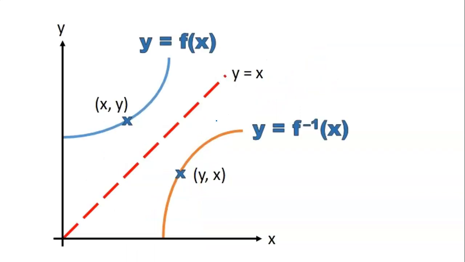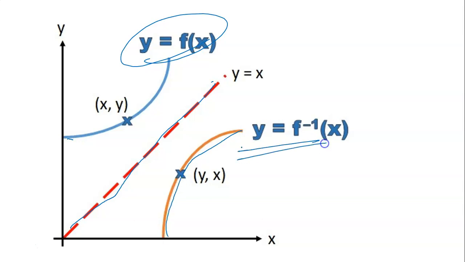Let us move ahead. See, this is my function over here. So the mirror image around the line y equals x is this. This is the graph of the inverse function.